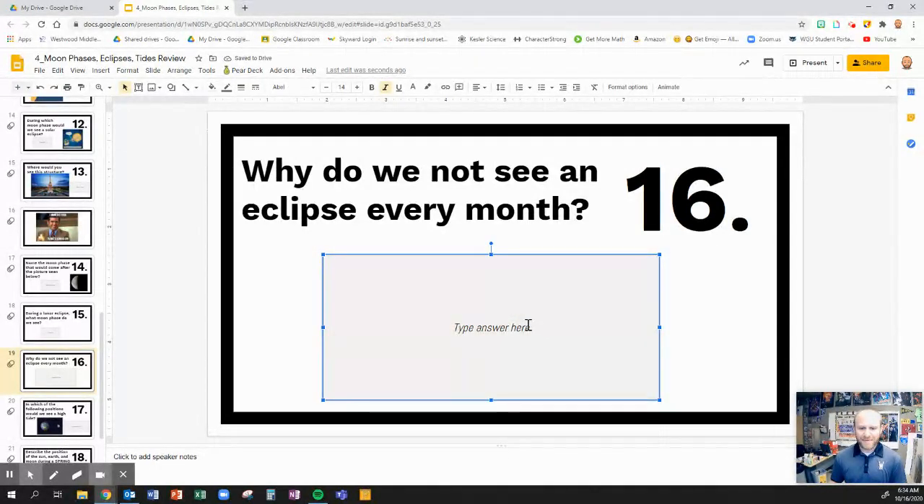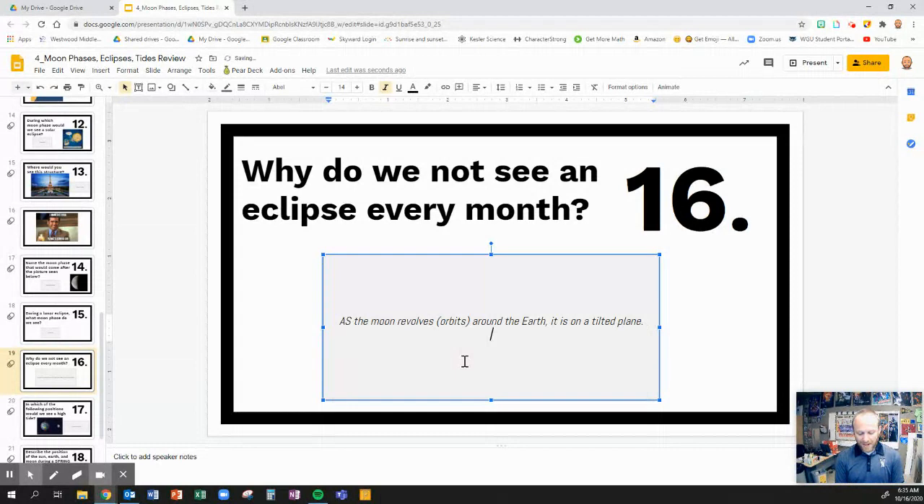Why do we not see an eclipse every month? Well, this is a great answer to remember. We do not see an eclipse every month because as the moon revolves or orbits around the Earth, it is on a tilted plane. What that means is as it revolves, it's not flat, it's tilted.